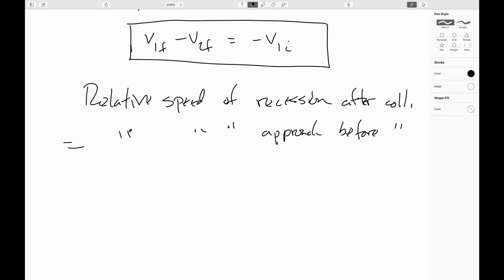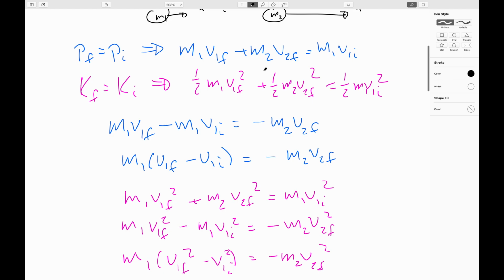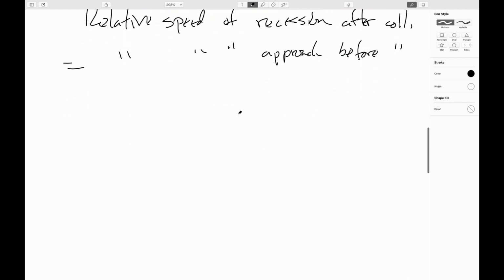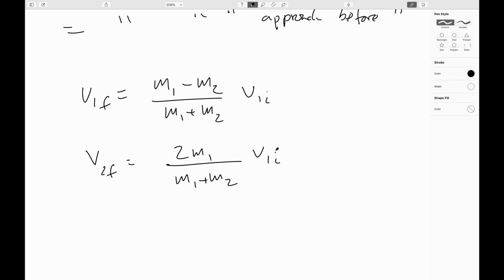So anyway, you can take this and substitute it back into our momentum conservation expressions. With sufficient crank churning that I don't think is instructive, I'll just quote the result. You get that V1 final equals (M1 minus M2) over (M1 plus M2) times V1 initial. And you get that V2 final equals 2 M1 over (M1 plus M2) times V1 initial.